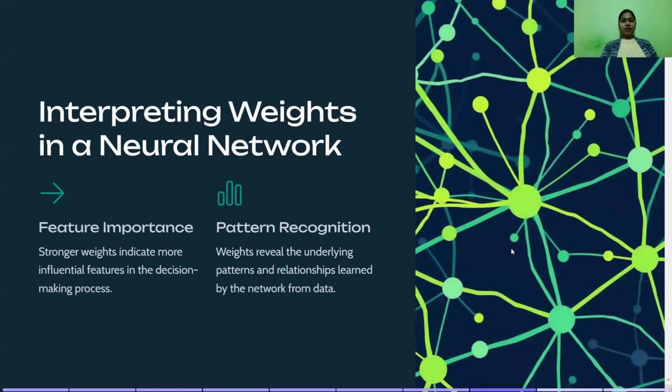Interpreting weights in a neural network. Feature importance and pattern recognition. In feature importance, stronger weights indicate more influential features in the decision making process. And in pattern recognition, weights reveal the underlying patterns and relationships learned by the network from data.